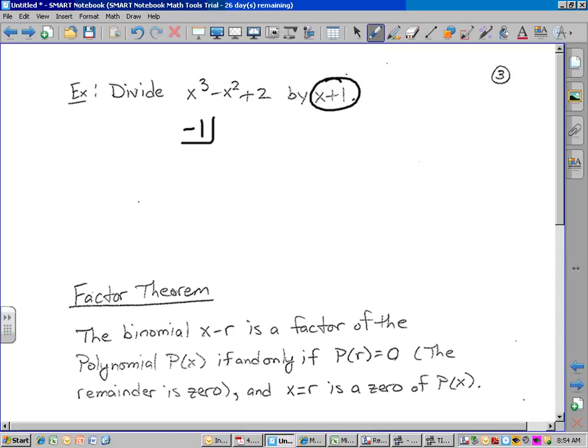Now what's being divided? Well, x cubed, so that's our first coefficient. Minus x squared, so minus 1. I don't have an x term, so I have to put a 0 for x, and then a 2 for the number. Again, the degree is 3, so we should have 4 coefficients. You should always have one more than the degree.